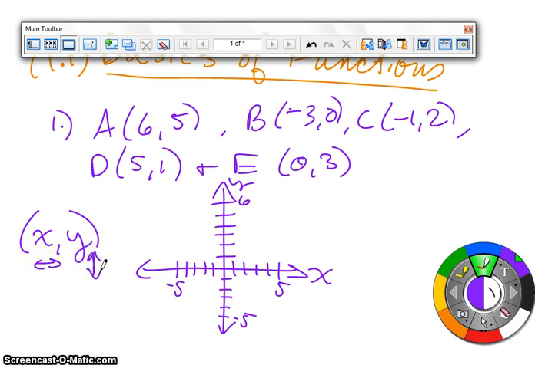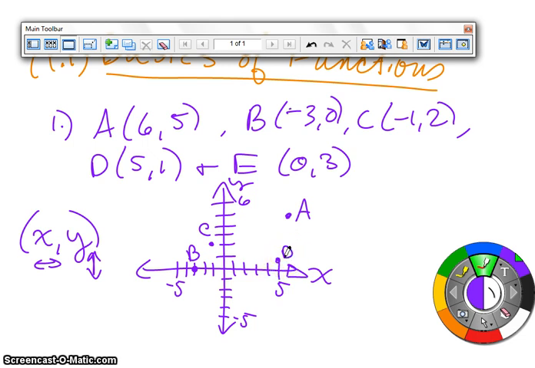So to plot A, 6, 5, you're going to go over 6. You always start at the origin. So you should go over 6 and then up 5. So A should be right here in quadrant 1. Letter B is negative 3, 0, so left 3 nowhere up or down. So there's B. C is at negative 1, 2, so left 1 up 2. That's at C. And then D is 5, 1, so over to the right 5, up 1.